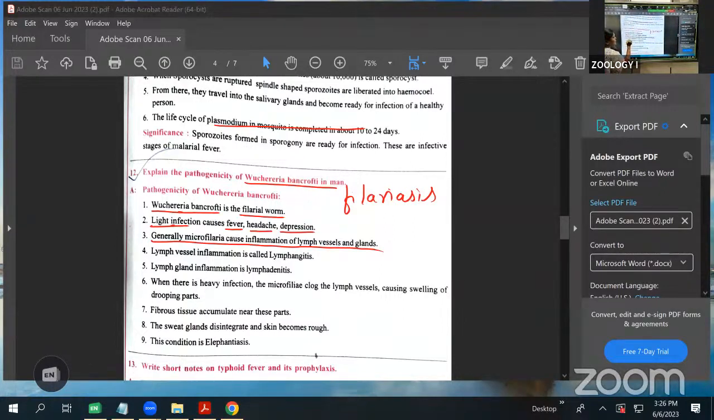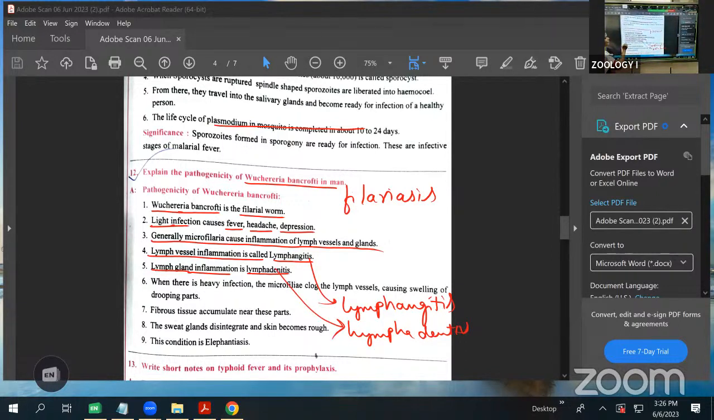Next, inflammation of the lymph vessels is called lymphangitis. In the lymph vessels, if there is swelling or inflammation, we call it lymphangitis. In the lymph glands, if inflammation is there, we call it lymphadenitis. So lymphangitis means inflammation in the vessels, and lymphadenitis means inflammation in the glands.